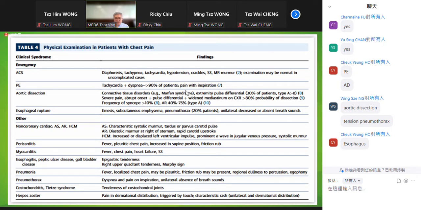It may be that you have an esophageal rupture and you have subcutaneous emphysema, but overall, you may not find a lot of specific things for the diagnosis. You can see here down below, some of them can appear for different diagnoses. So be aware that the physical examination is important, but often may not be as revealing as the history itself.